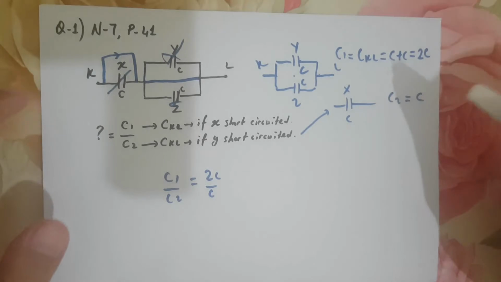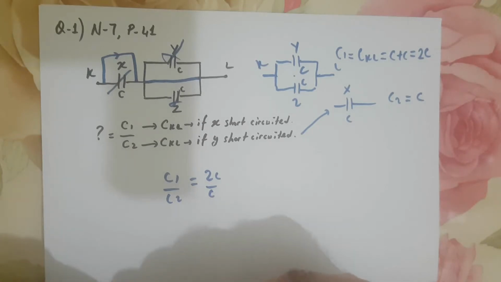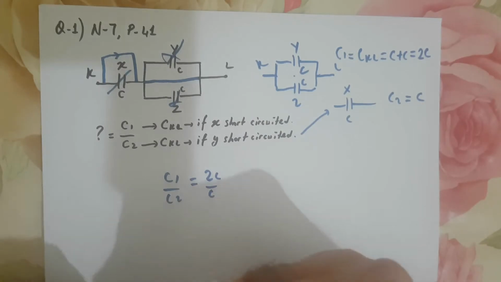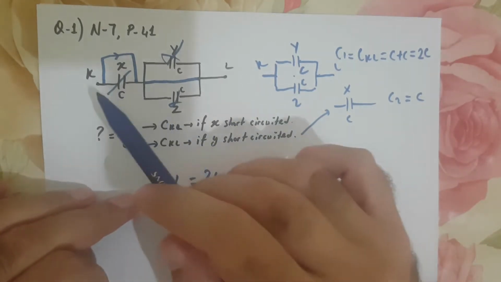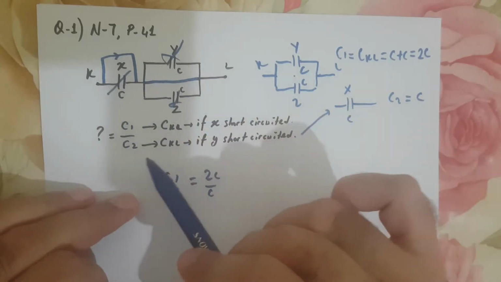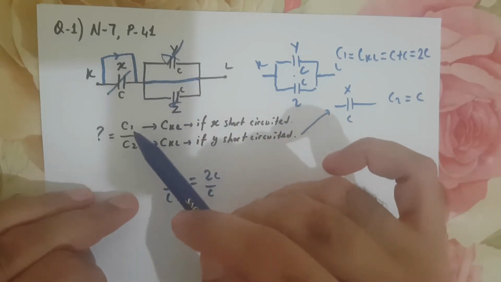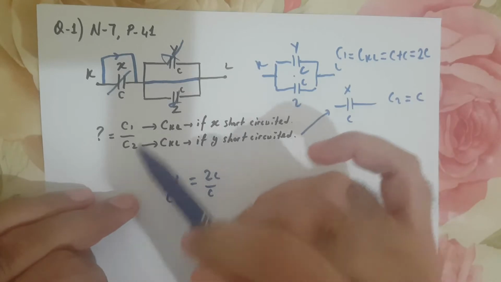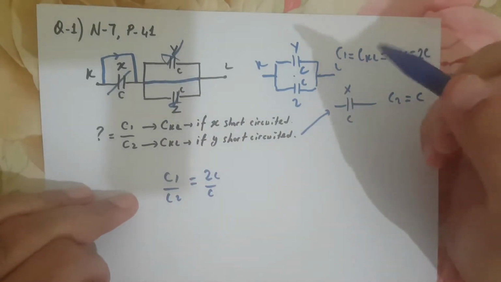Today I'm gonna solve the questions that you want to be solved from me. Let's get started. Question 1 is number 7, page 41. Here it's asking for the equivalent resistance between K and L, S1 and S2. S1 is when X is short circuited, and S2 is when Y is short circuited. What happens now? Let's analyze that.